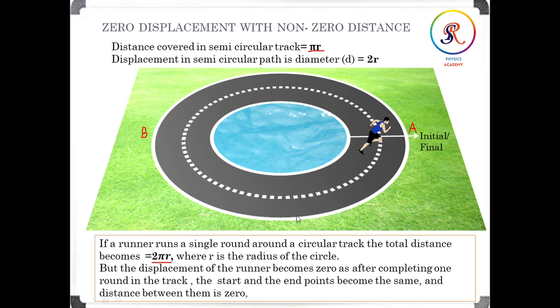Once more, I am explaining what is distance. Distance covered in a semicircle track is pi r. Displacement in a semicircular path is the diameter, 2r. Here we have taken a half circle. When we consider the complete circle, if a runner makes a single round around a circular path, the total distance is 2 pi r. But the displacement of the runner becomes 0, as after completing one round in the track, the start and end points become the same and the distance between them is 0.